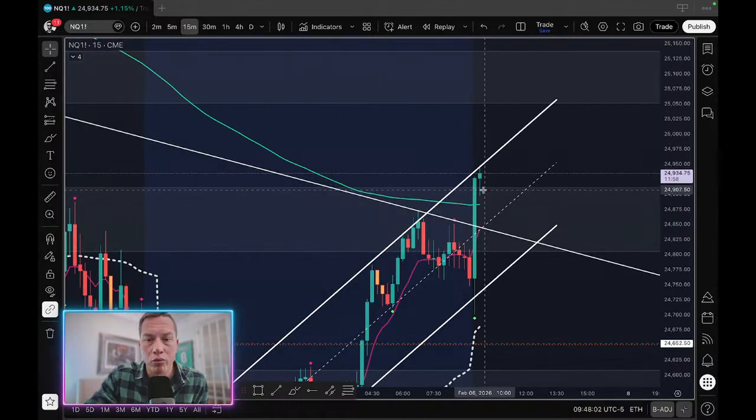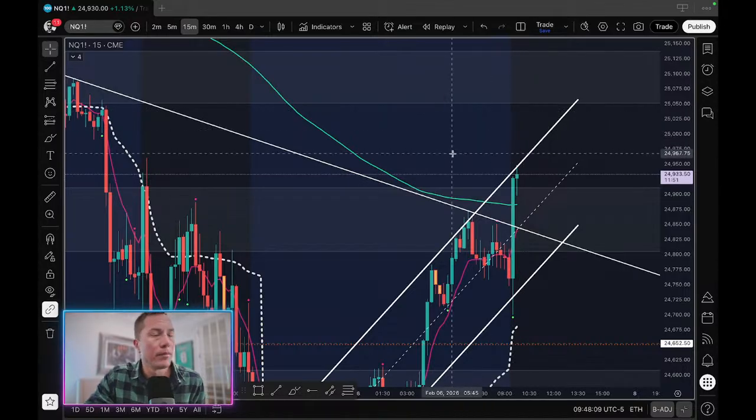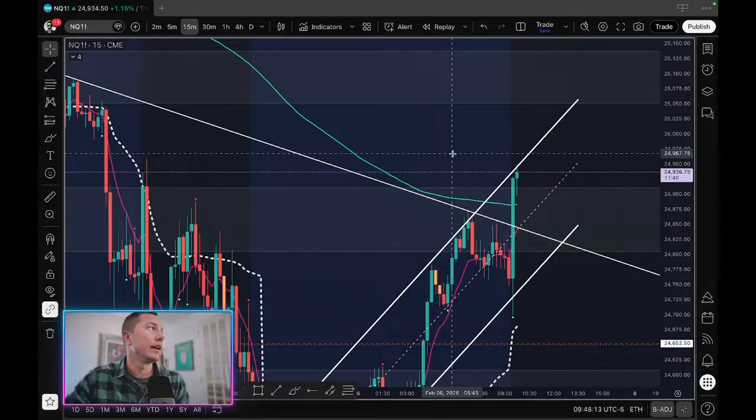And it looks like that if we break out of this channel, we have reasons to go all the way up here. All the way up. So it's possible. It is possible, but we need to be careful right here.